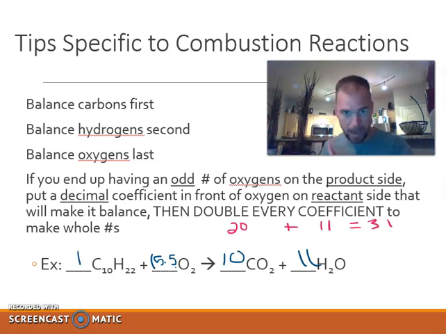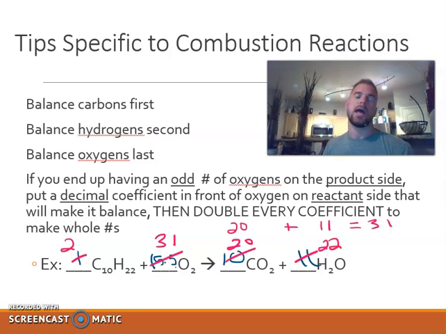This is a balanced chemical equation. We have the carbons, the hydrogens, and the oxygens all balanced. But the problem is we can't have a decimal number there, right? And so at this point, rather than have to rework everything, just double every coefficient and you should actually have whole numbers. So this would become a 2. This would become a 31. This would become our 20. And then this would become 22. And that would make the reaction balanced.